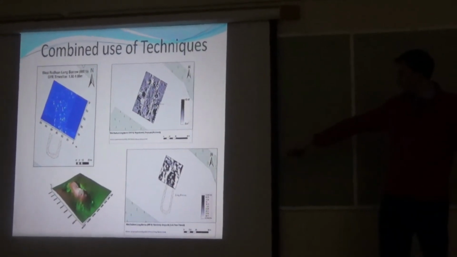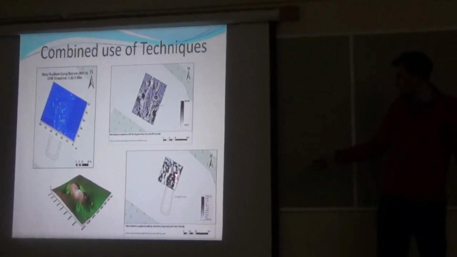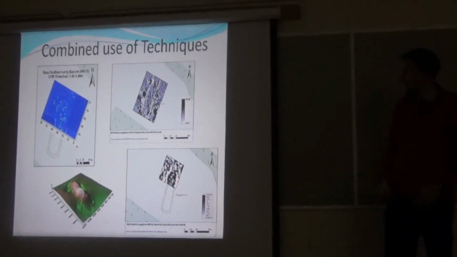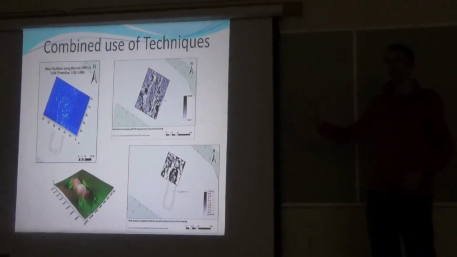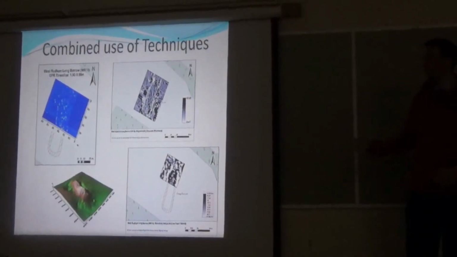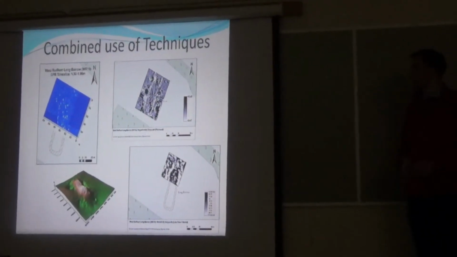And at the bottom, this is resistivity, so you can see the edge of the mound, but you can also see the edge of the ditch that goes around it. So you can see how different techniques used in the same area can show different things.